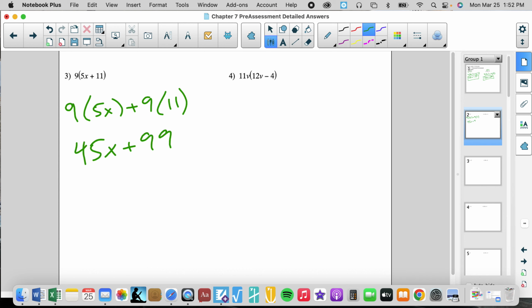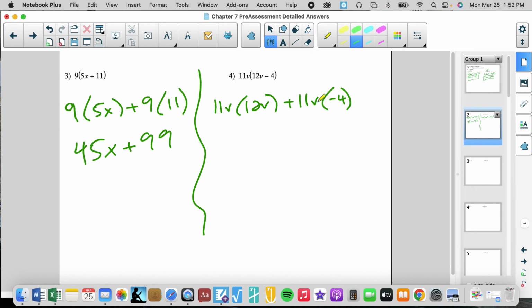These are simple. You can do mental math. Here we go. So now we have 11v times 12v plus 11v times negative 4. A couple things that we should be aware of here is our two terms inside the binomial are 12v and negative 4. That negative gets attached to the 4. And remember, we're distributing 11v. So that's why the 11v is positive. So we see the positive sign here, and we see the negative sign with the 4.